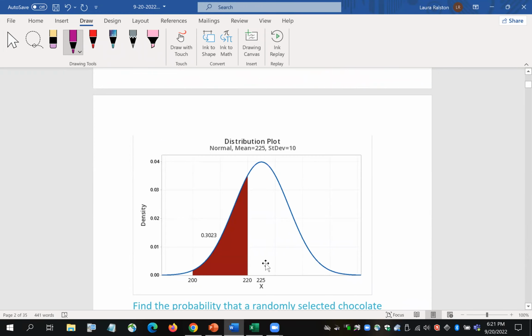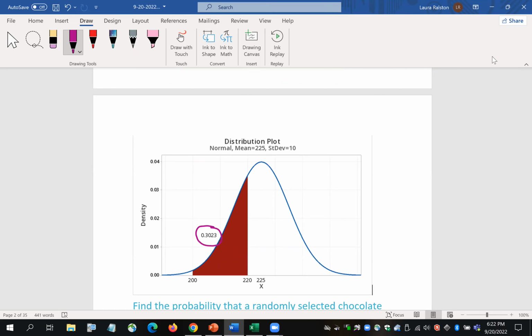Okay, so this is the actual graph that comes out of Minitab. Again, you can see they have the mean labeled in the middle. They have our points of interest as 200 and 220 and the red shaded region. Your answer to the question is this number that's kind of hanging out in the space.